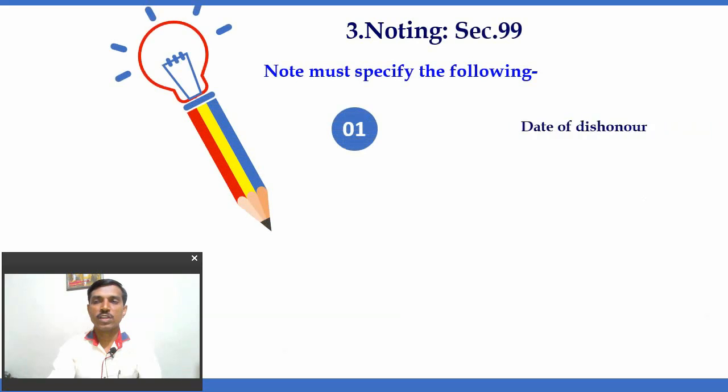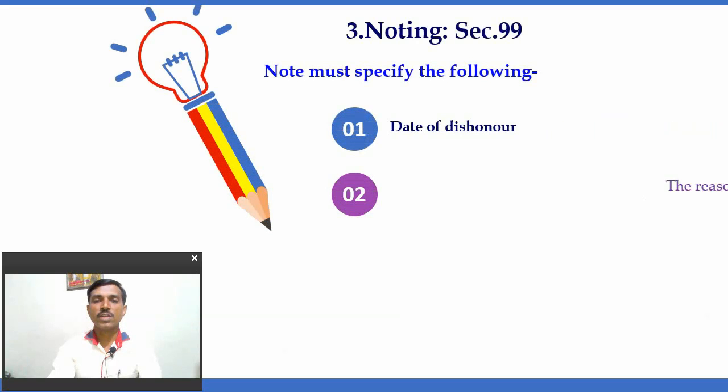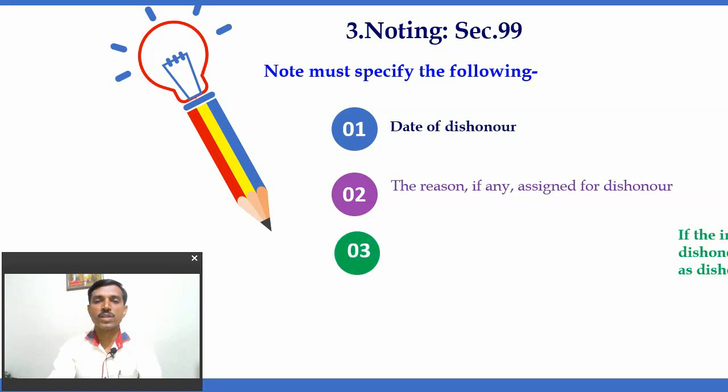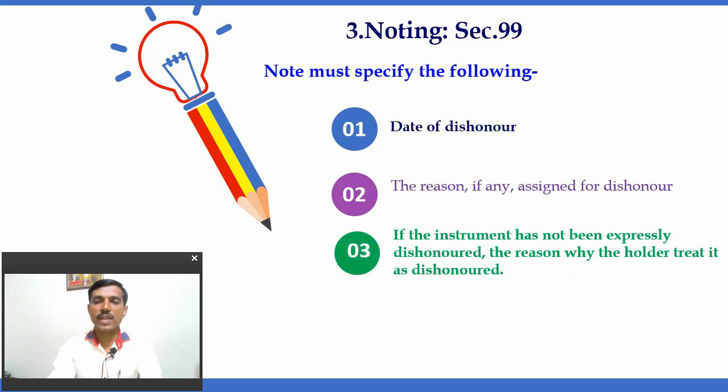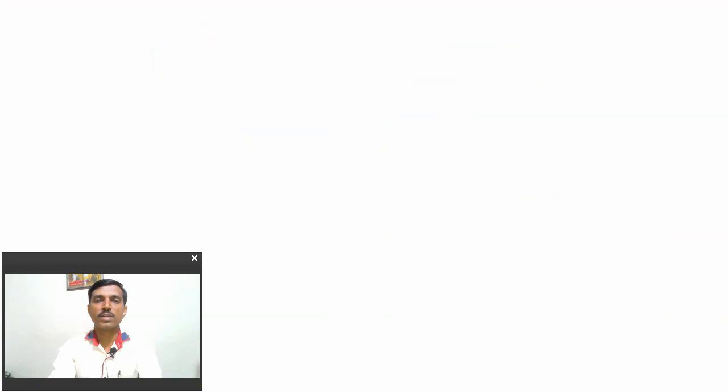Under the noting, the date of dishonor, whenever the bill of exchange is dishonored. The next thing, the reason, if any, assigned for the dishonor: why they refused acceptance of the negotiable instrument, why they refused payment of the negotiable instrument. Next, if the instrument has not been expressly dishonored, the reason why the holder treats it as dishonored should be given in this noting. Noting charges and the notary's initials are also required in the noting under section 99.